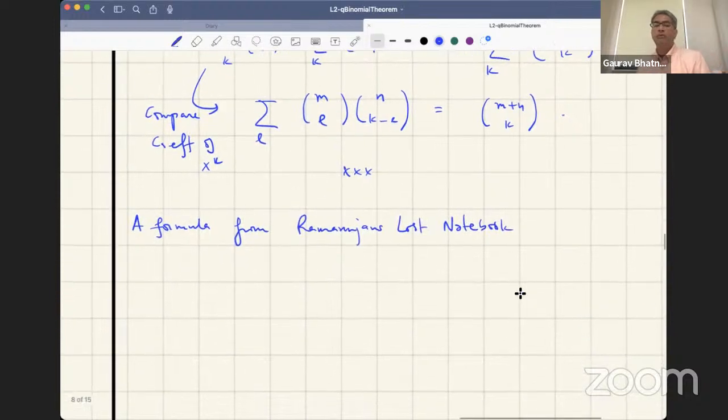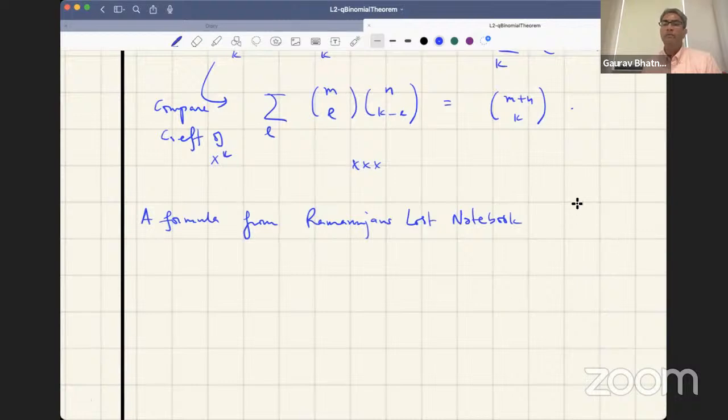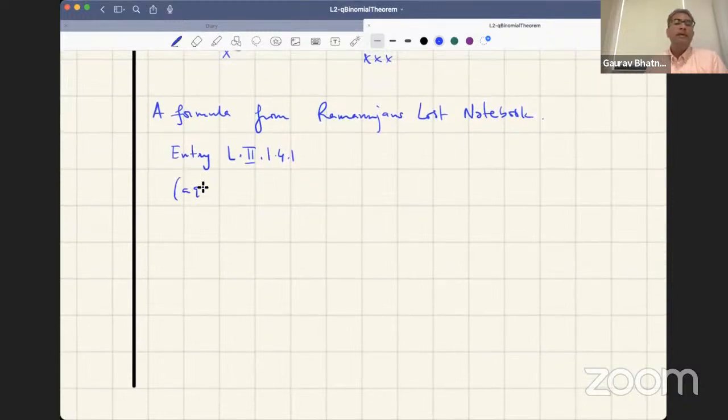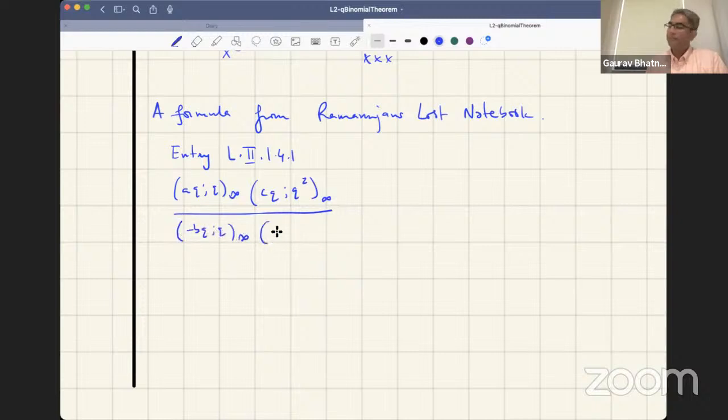So if you recall, the Lost Notebook was covered in another 5 volumes by Andrews and Berndt. And here I'm writing the entry, so this L denotes Lost Notebook, and then this is the volume number, and then this is the equation number or the entry number over there. And this is, let me write it down, Q infinity, CQ, Q square infinity, minus BQ, Q infinity, and DQ square, Q square infinity, sum.